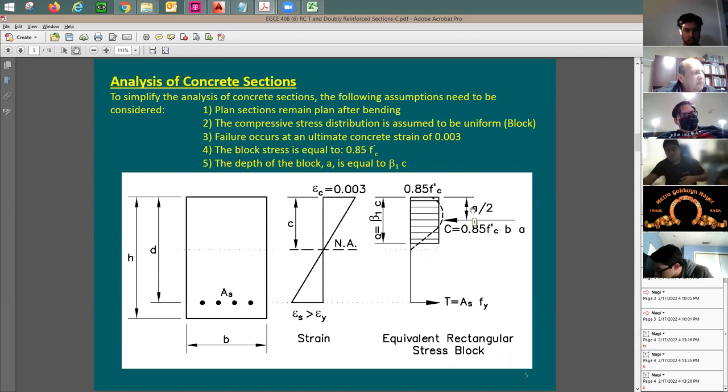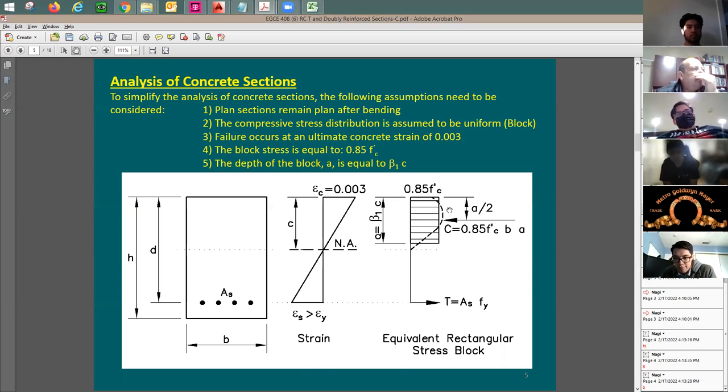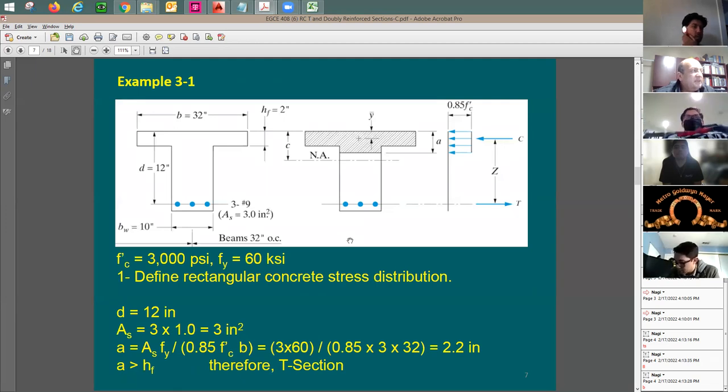I'm not going to make any change to my assumptions when it comes to rectangular sections or T-sections. It's going to be the same assumptions. You're going to have the same stress block, the 0.85 f'c. The compression block depth is going to be a. The compression force is going to be C, right at this location. There's no change about that. Beta one is going to be the same. The phi factor is going to be the same. My equations are going to be the same. I don't have any change in the equations, just all of a sudden now I'm going to have a T-section. And my moment equation is going to be the same. Again, my phi factor is going to be the same.